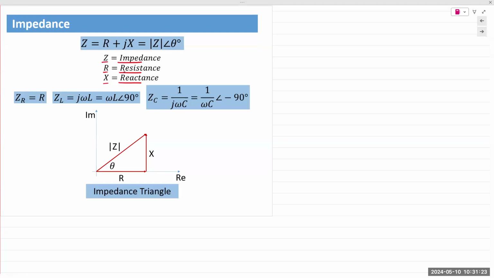And reactance with X. And so impedance is a complex quantity, a complex number. Mathematically speaking, it's a complex number represented by R plus JX. R is the real part of impedance. X, the reactance, is the imaginary part of impedance.